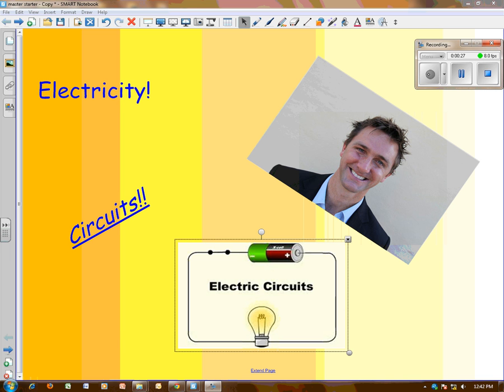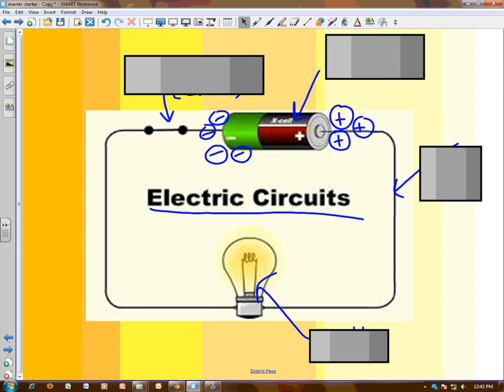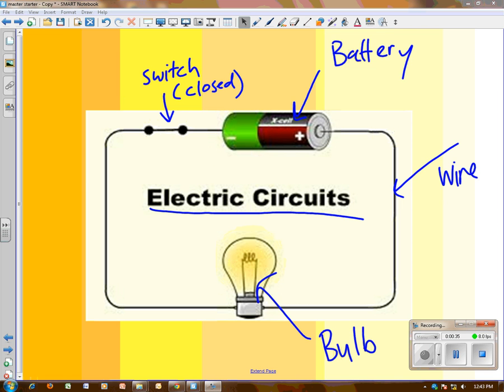Alright, let's have a look at the next page. Okay, on this page, here's our circuit. You can see it's a standard electric circuit. It's got the battery, the wire, the bulb and the switch is closed so the electricity can go around. Let's have a close look at the battery. I think the battery is pretty interesting.